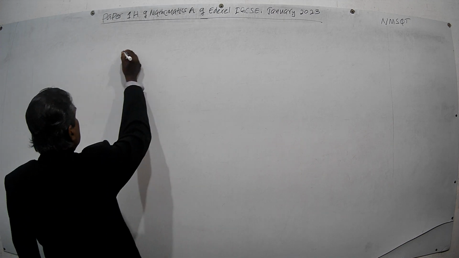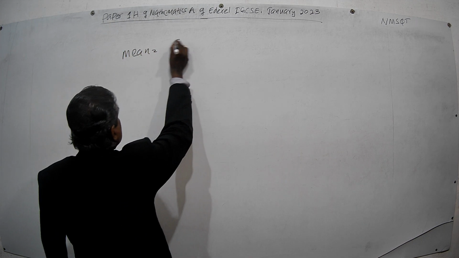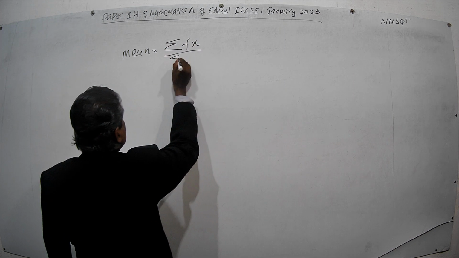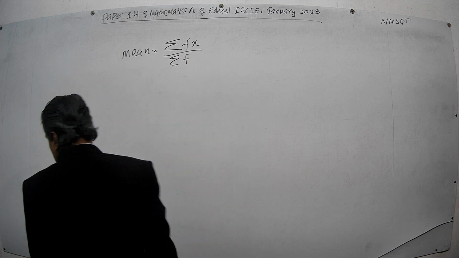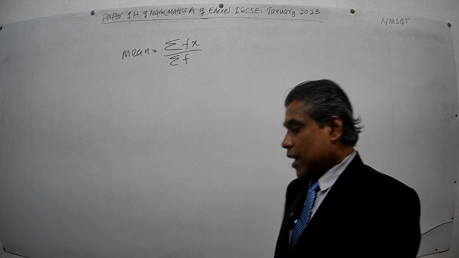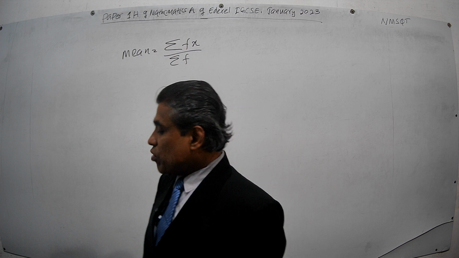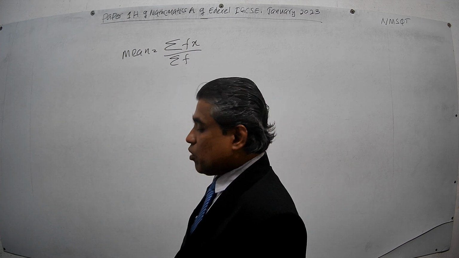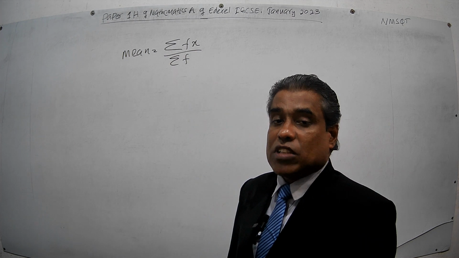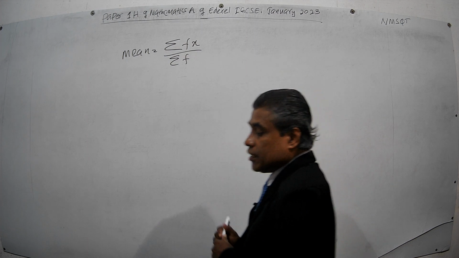Mean equals sigma fx over sigma f. So that is the formula for finding the mean for any distribution. Now here there are no actual times given, therefore we have to use a representative value for each class interval. The representative value for each class interval is the mid value, found by adding the two numbers in the class interval and dividing by 2.